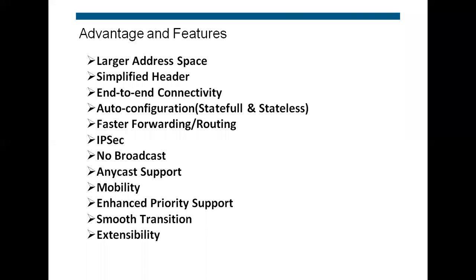जैसा मोबिलिटी में है, जैसा मोबाइल में है, HLR, VLR, visitor location register, home location register, the same type of functionality is there in IP version 6 addressing. So वो एक additional feature. Enhanced priority support: better priority, like if you have to give some priority to the traffic, better support is available in IP version 6. Smooth transition.